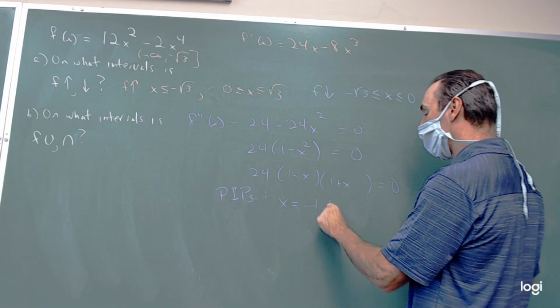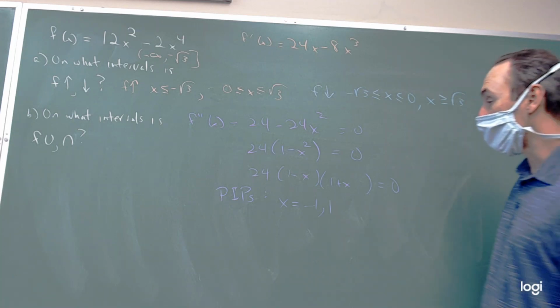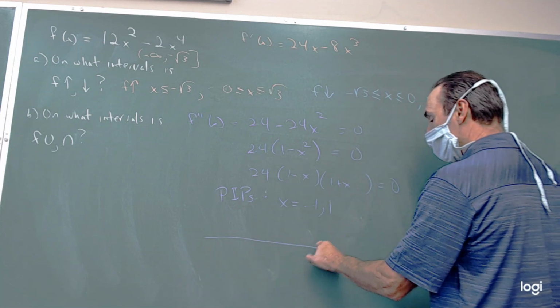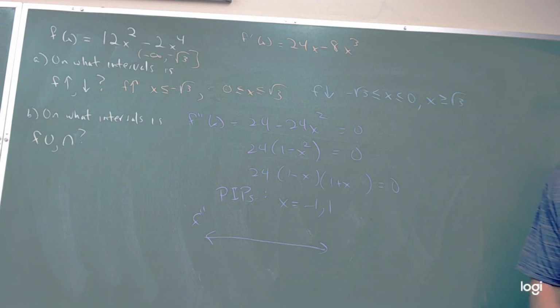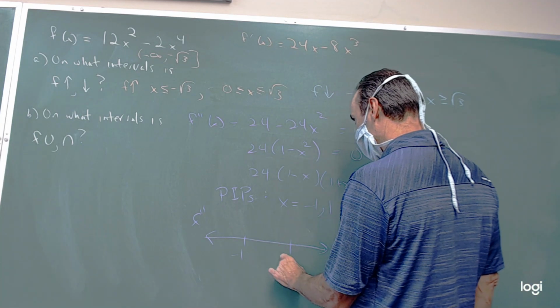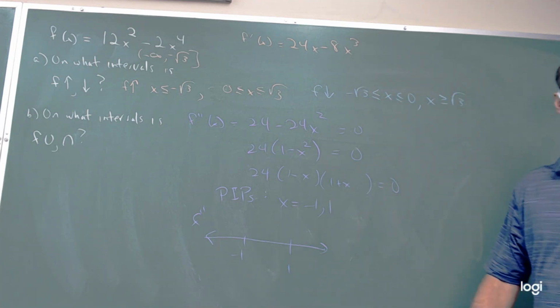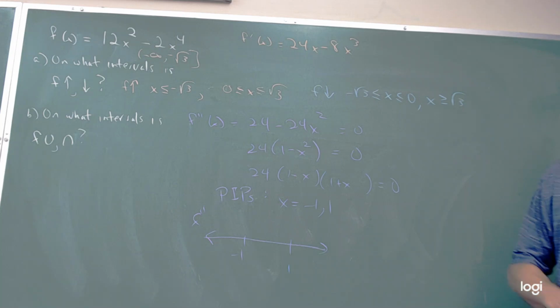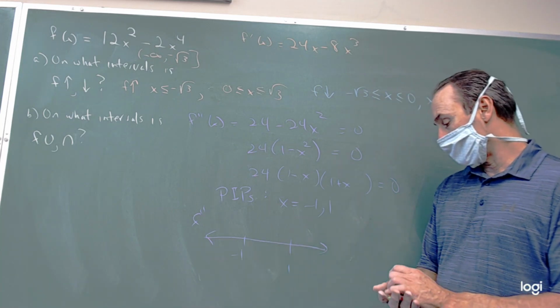Negative 1 and 1. Thank you. There is somebody else out there. So these are the potential inflection points. We're going to do like we did with the first derivative, but now we're talking about the second derivative. And we're going to again go to negative 1, positive 1. These are places where the second derivative is 0, so possibly the second derivative could change sign there.